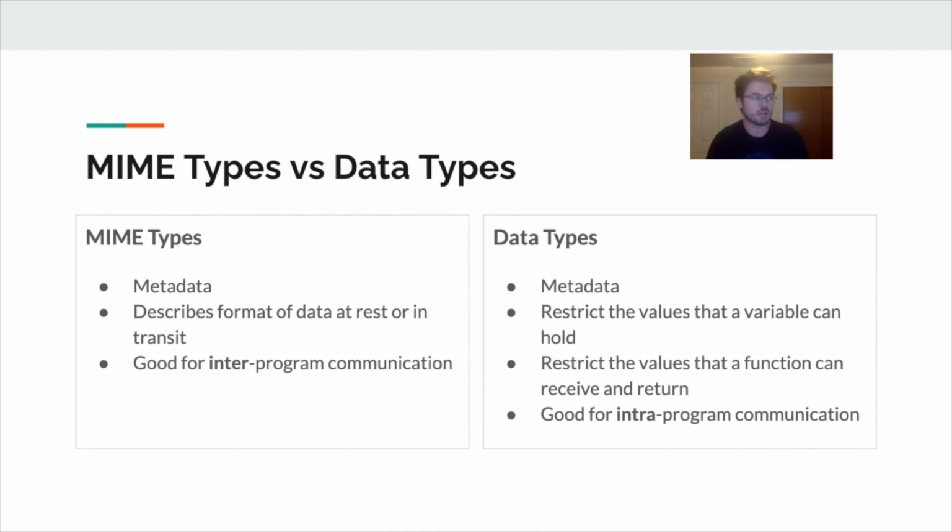Data types, on the other hand, are not really for communication between programs, but for relaying intentions within a program itself: this variable should only receive these kinds of values, and this function should only receive these kinds of values and return this kind of value. So as a quick refresher, MIME types are used for passing data between different programs running mostly on different servers, and data types are used to describe what kind of values are living within a program, what's acceptable to do, and things like that.